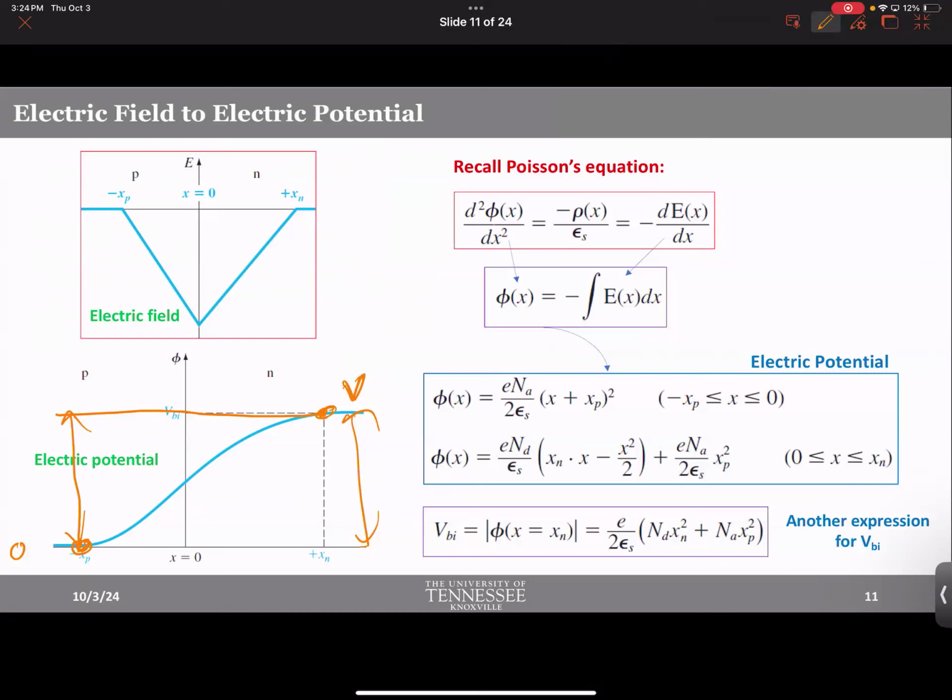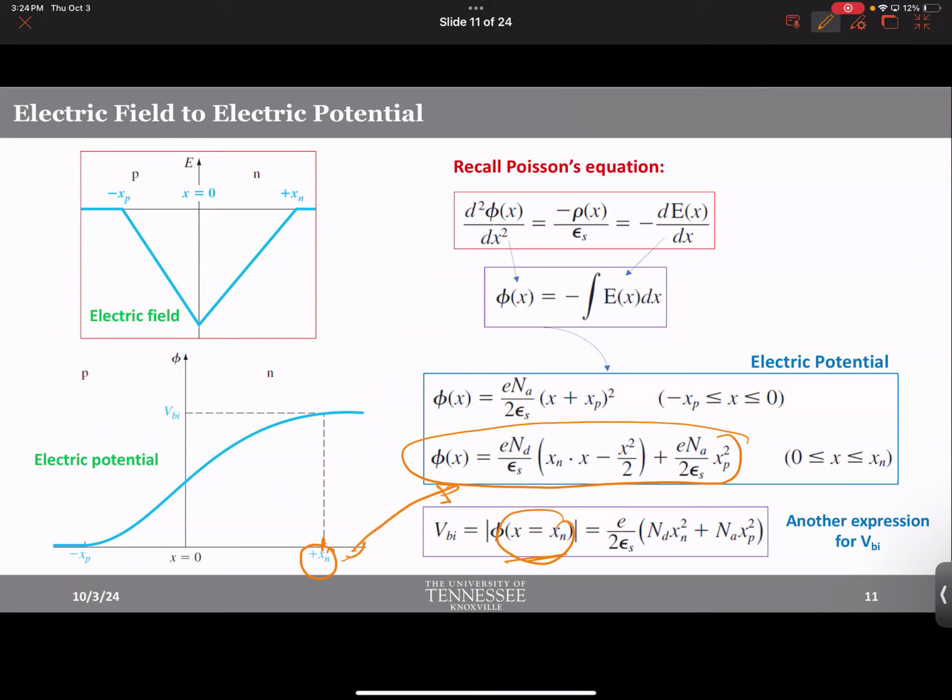And that is the built-in potential. So if I replace x equals xn in this equation and do some calculation, whatever phi x you get at this point, that's your built-in potential. Did I successfully confuse you with this? Okay, I managed to confuse you again.